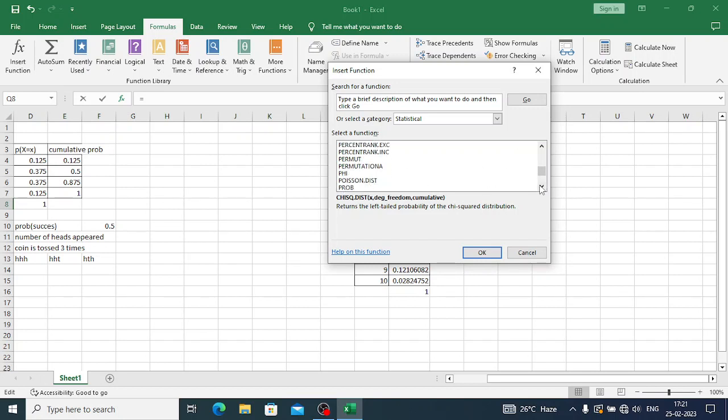Poisson distributions. Then PROB means probability. PROB takes the X range, probability range, lower limit, and upper limit. This is useful for our qualitative analysis. Then quartile, rank, skewness, slope, standardize. These all functions are already inbuilt with the statistical tools. Now with the help of this distribution function, we can define all these probability distributions.